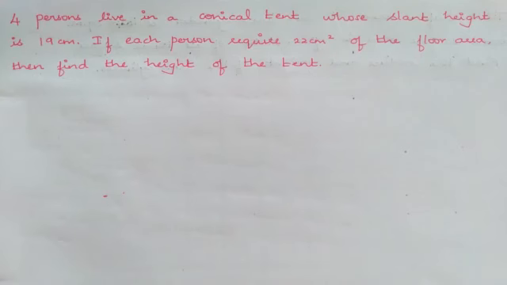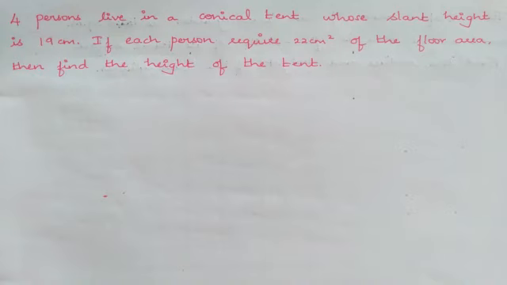4 persons live in a conical tent whose slant height is 19 centimeter. If each person requires 22 centimeter square of the floor area, then find the height of the tent. So this is the question.